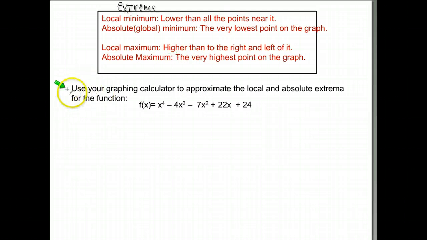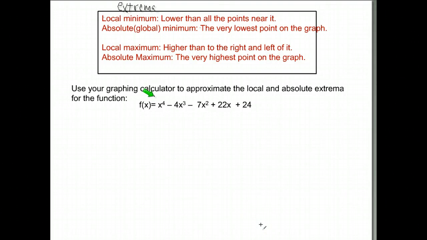Okay. In your questions, you're asked to use a graphing calculator to graph the function and then approximate the local and absolute extrema for that function. So let's take a look. I'm going to pull up my graphing calculator. This is the function I'm going to be graphing. Okay, so you get your graphing calculator ready. We're going to be graphing x to the fourth minus 4x to the third minus 7x squared plus 22x plus 24.